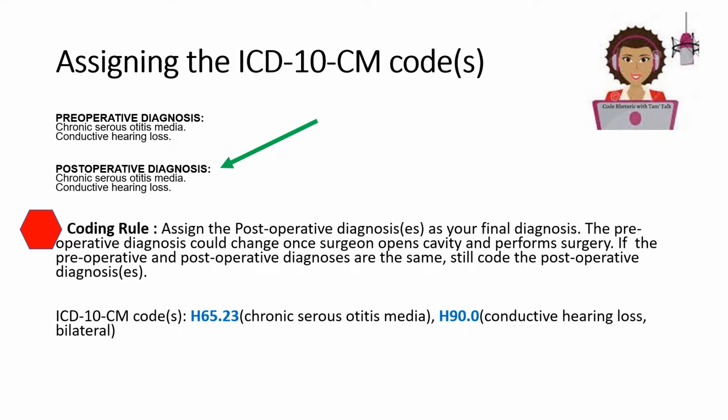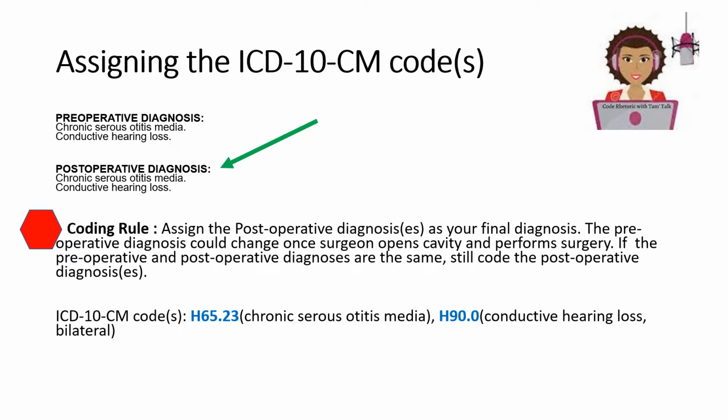And so what we have here is the ICD-10-CM codes report or section, excuse me. And so the operative report always starts with our preoperative diagnosis as well as our postoperative diagnosis. And as a coding tip and rule, you want to make sure you are assigning the postoperative diagnosis or diagnoses as your final diagnosis. Now, there is a caveat. Sometimes there may be a diagnosis in the preoperative diagnosis category that may not be in the postoperative diagnosis category, but that doesn't mean that the patient no longer has that preoperative diagnosis.